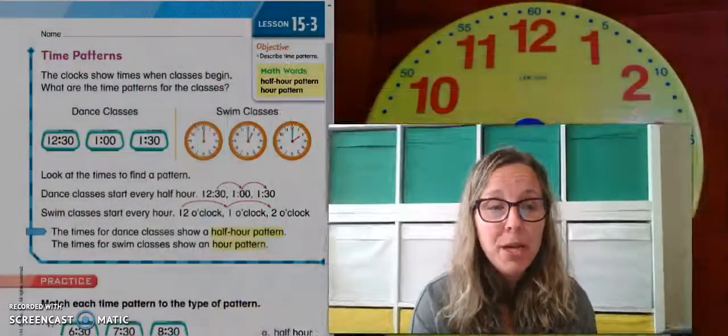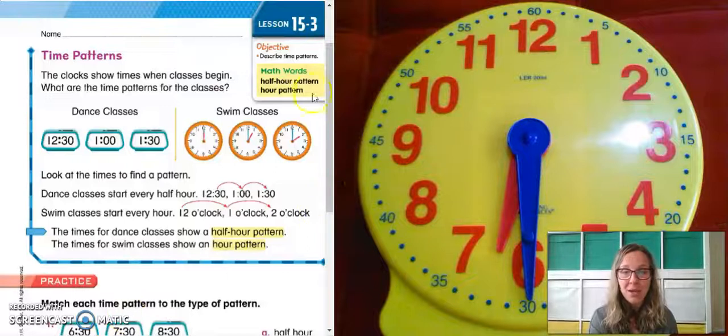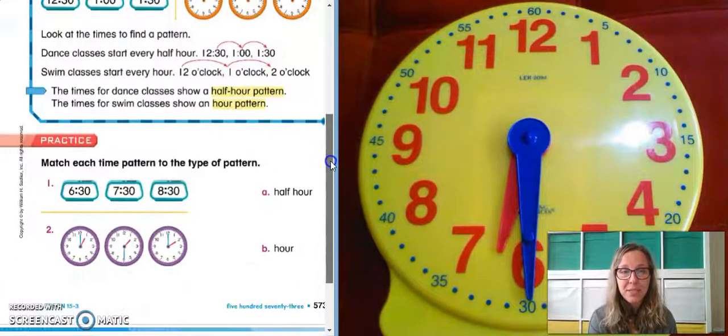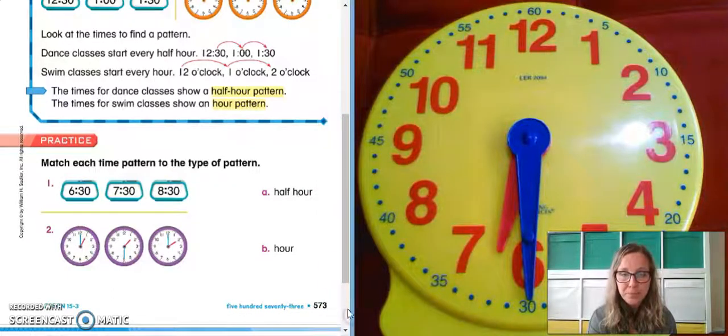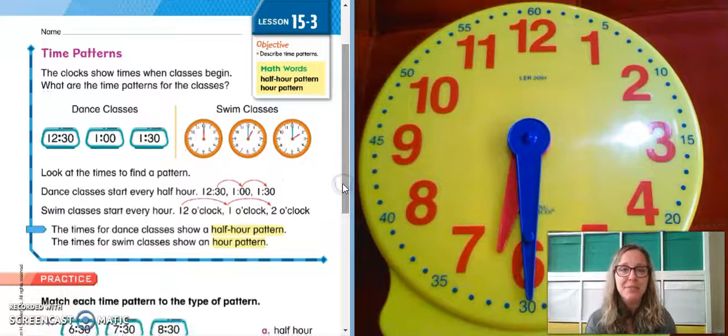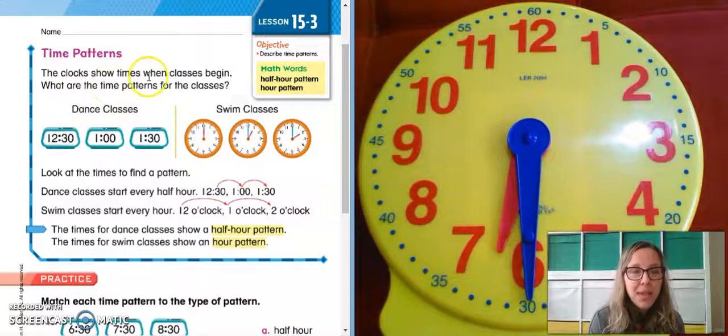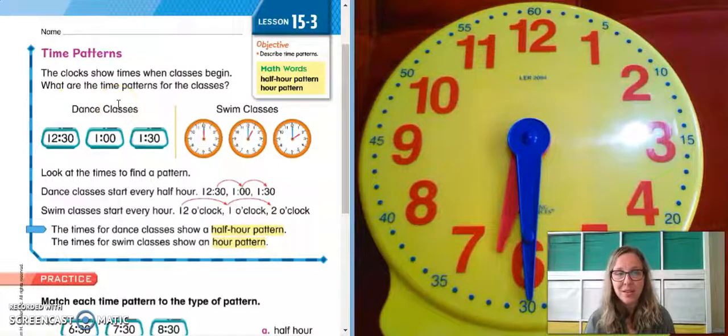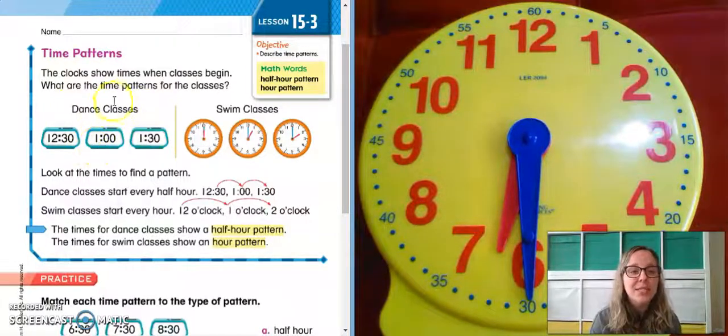So if you open up your book today, we are on this page here, which is 573, okay? And at the top of 573, it says Lesson 15.3, Time Patterns. The clocks show time when classes begin. What are the time patterns for the classes? So these digital clocks here say dance classes.